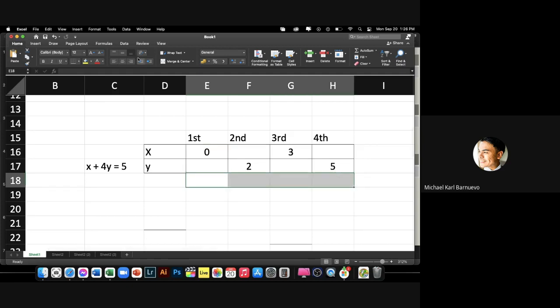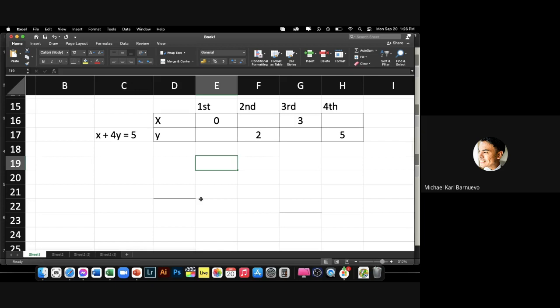Ano nga ba ang y value dito sa first coordinate? Let's see. Ano lang gagawin natin? We substitute. Diba? X is 0. Substitute natin si x ng 0. So that is 0 plus 4y is equal to 5. Of course, this is 4y is equal to 5.